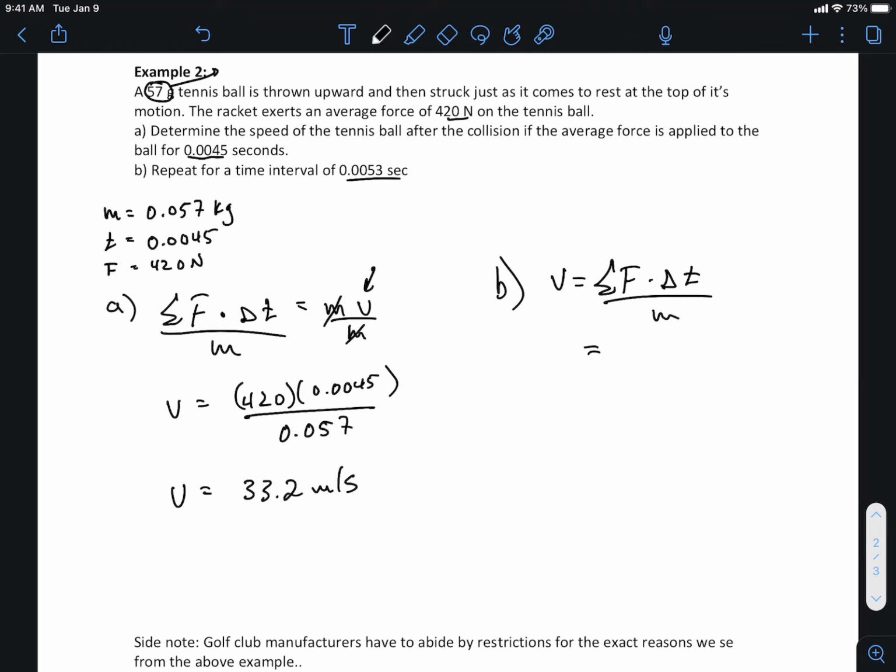Let's just plug in the stuff. It's the same force being applied because it's the same racket, so it's 420. And then we're going to multiply that by the time again. But this time, oh sorry, we change the time to this one, so that's what we're going to put in there, 0.0053. And it's the same tennis ball, so the mass is the same, 0.057.